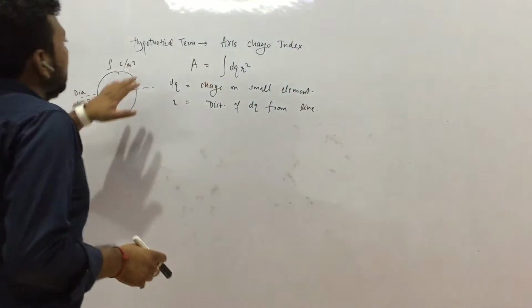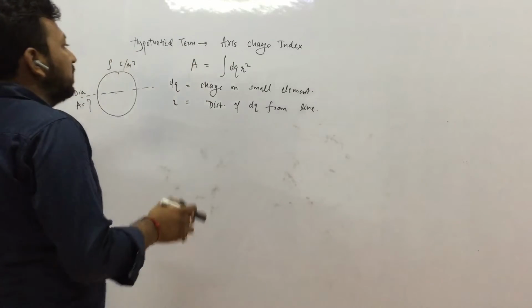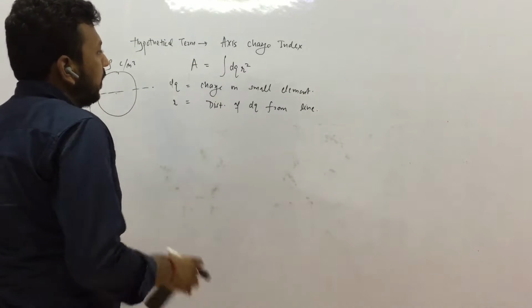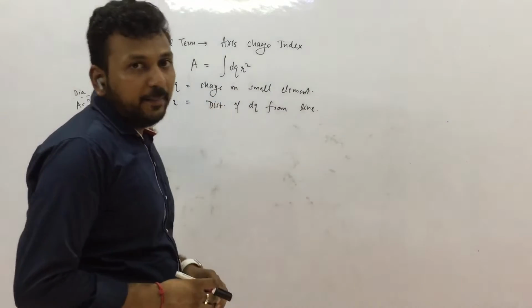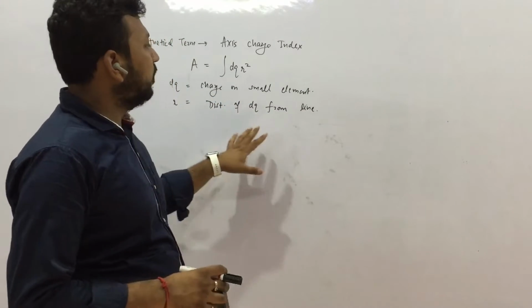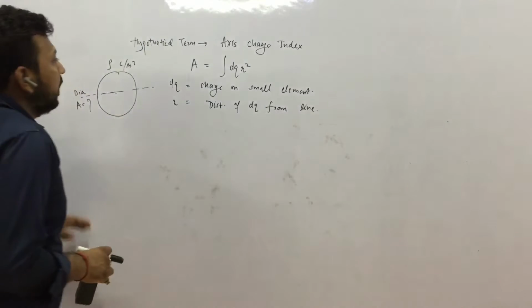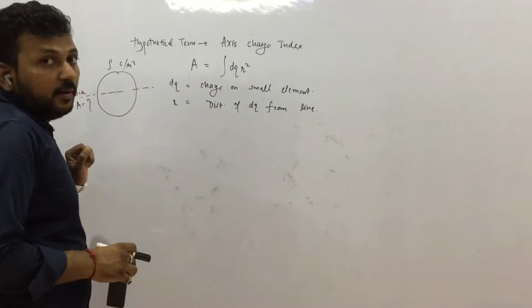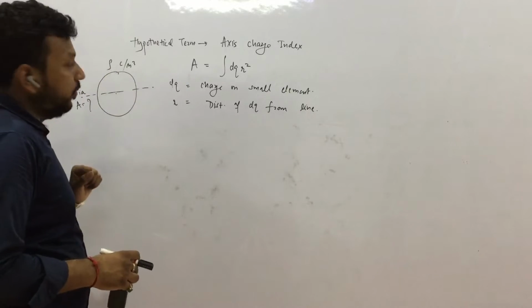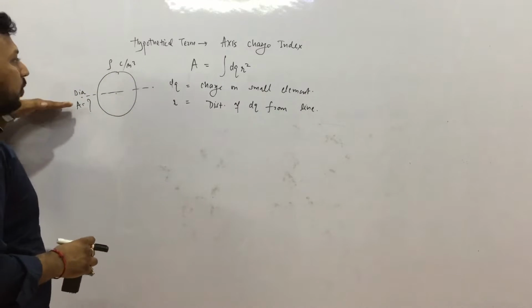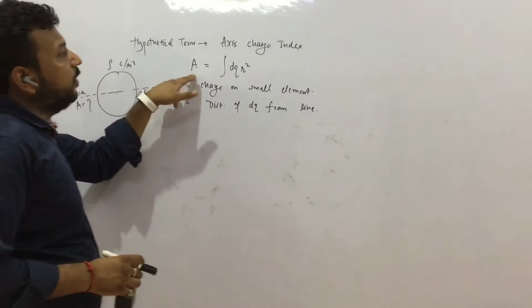So let us see. There is a hypothetical term, axis charge, which is defined as A is equal to integration of dq r square. Dq is the charge on a small element, and r is the distance of dq from a line. Now we are given a solid sphere where the charge density is rho coulomb per meter cube. We need to find the value of this term about a diameter line.